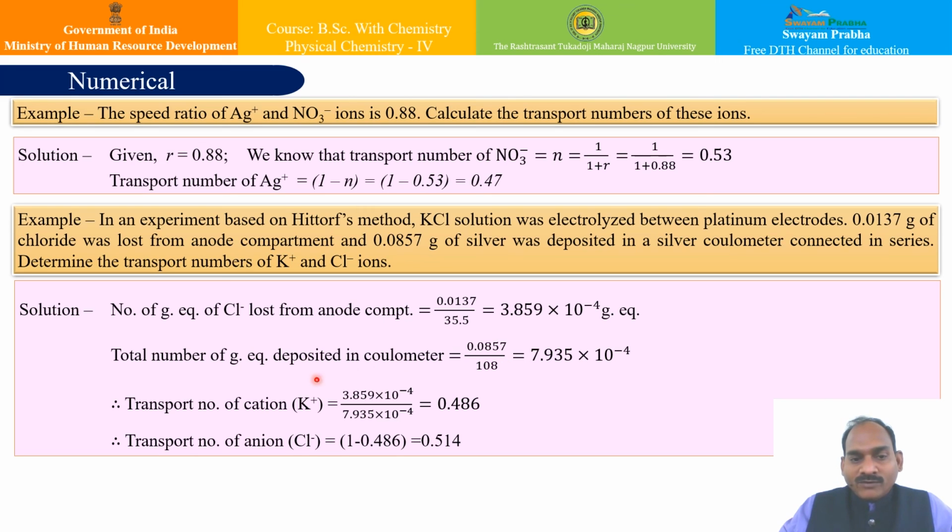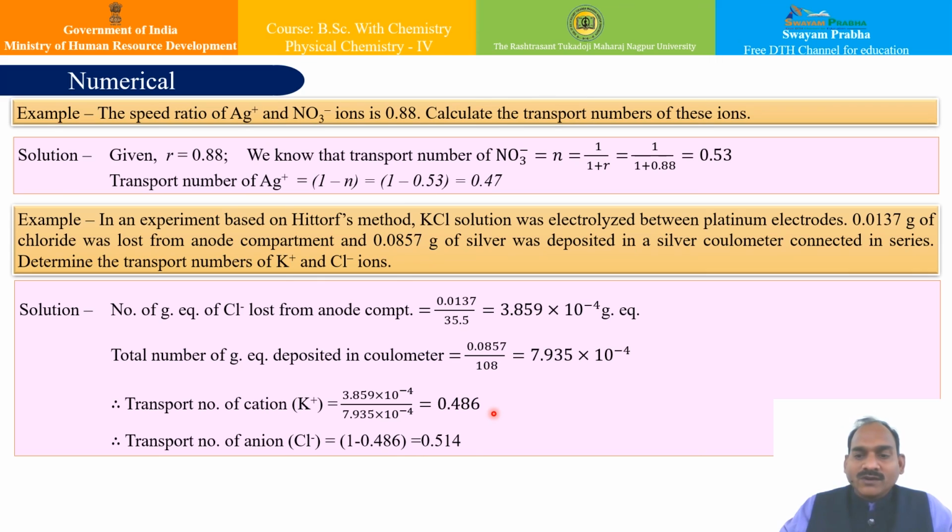To find the transport number of the cation, I take the loss in the anode compartment divided by the total gain in the coulometer. So it is 3.859 into 10 to the power minus 4 upon 7.935 into 10 to the power minus 4, which gives 0.486. Since I know the transport number of the cation, I can find the transport number of the anion as 1 minus 0.486, that is 0.514. This way I can find the transport number of cation and of anion.